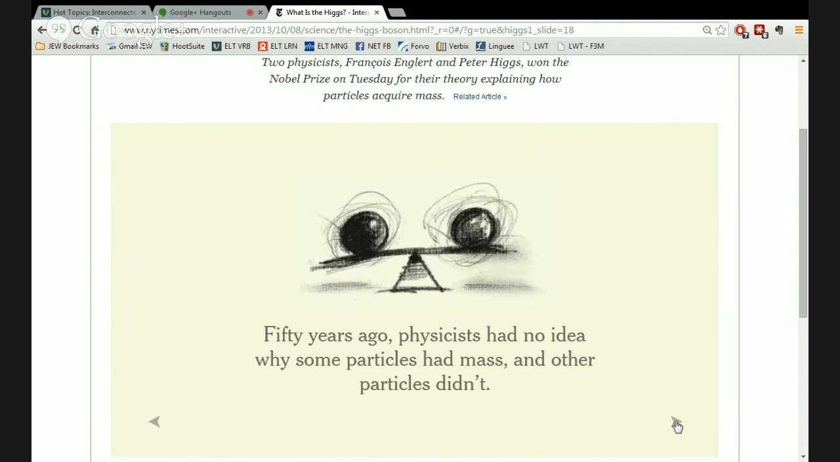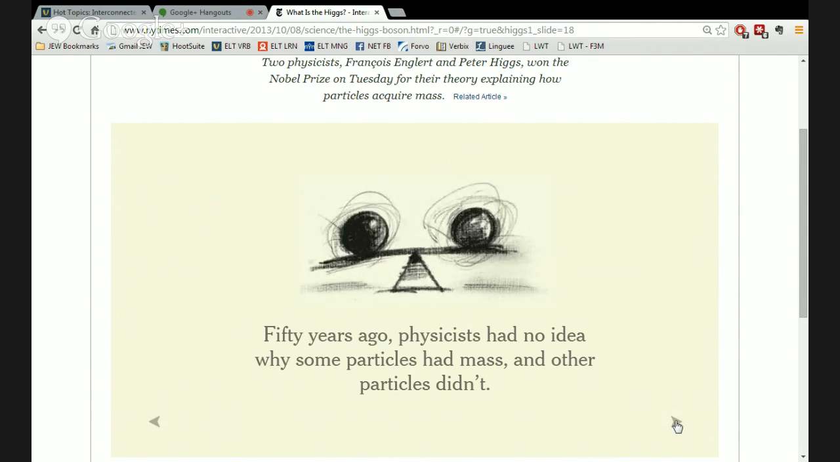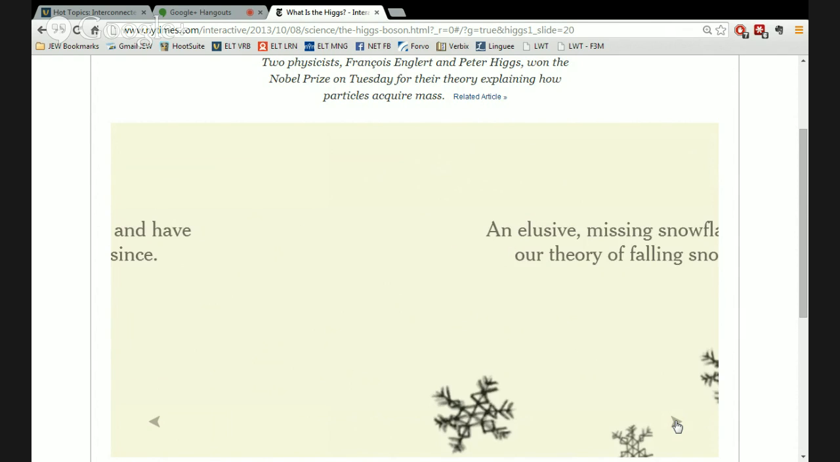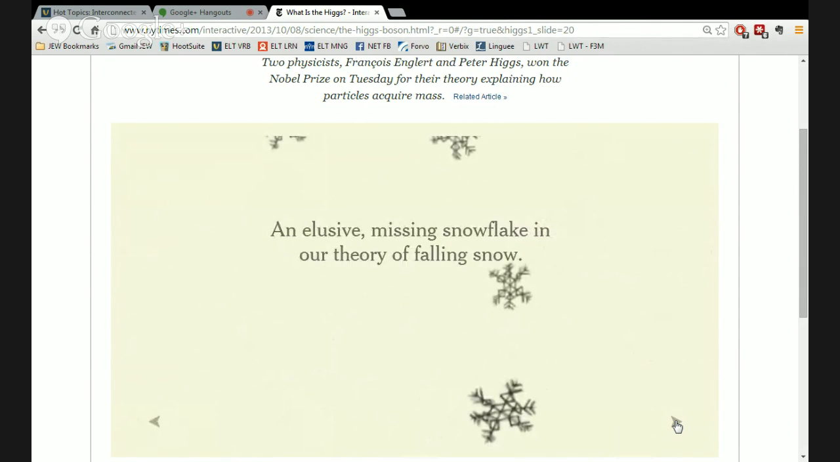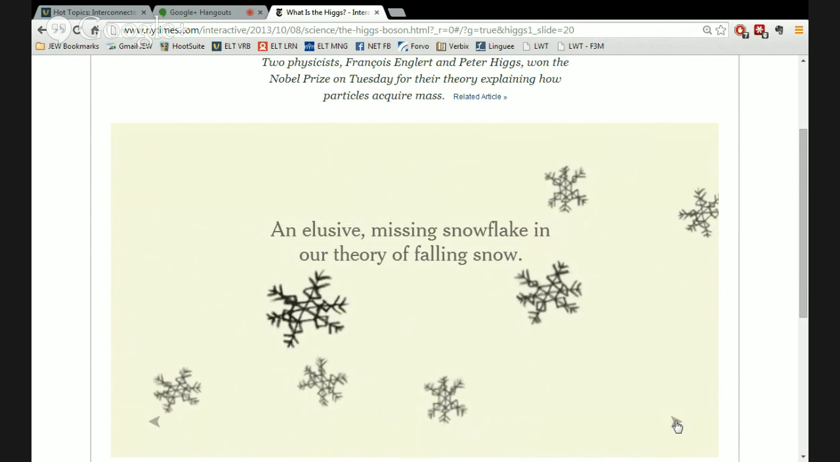Fifty years ago, physicists had no idea. Read it again. Physicists. Physics, come on, you've got physics. And Yuki? What does it say? Physicists. Physicists had no idea why some particles had mass and other particles didn't. So they thought up the Higgs and have been searching for it ever since. An elusive missing snowflake in our theory of falling snow.